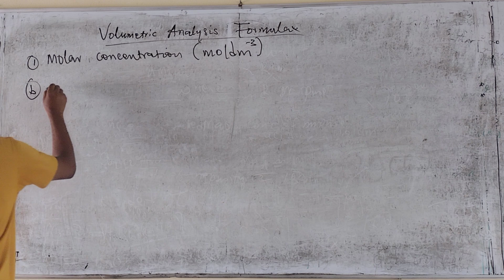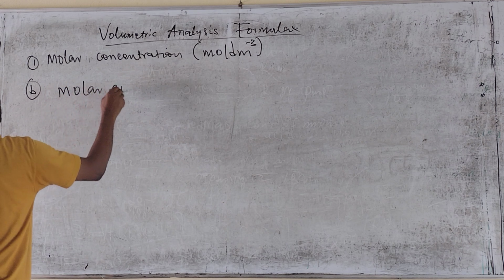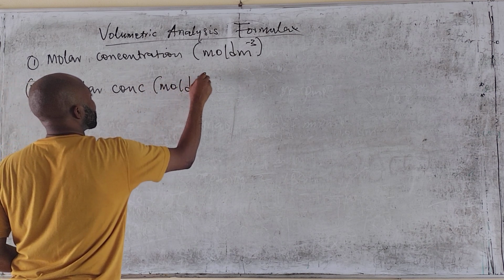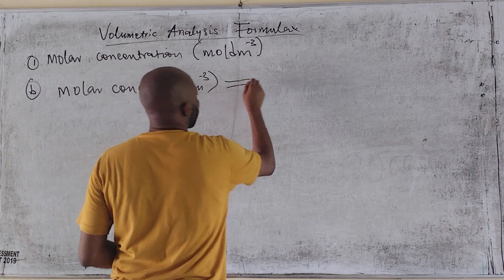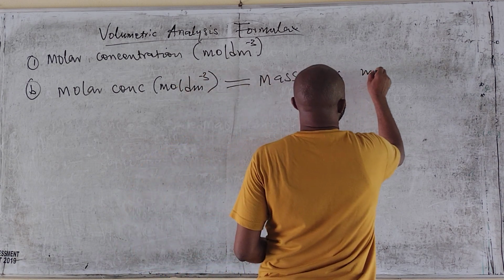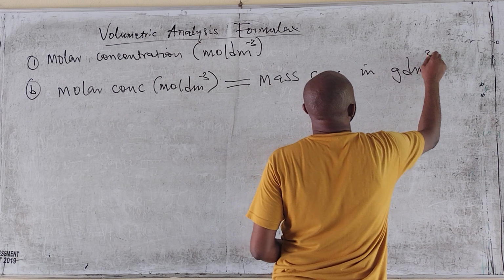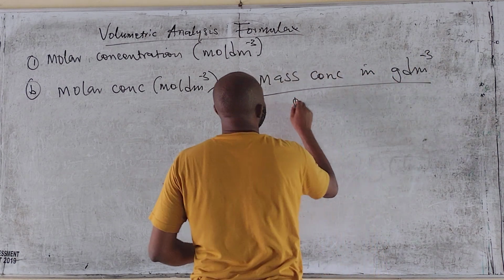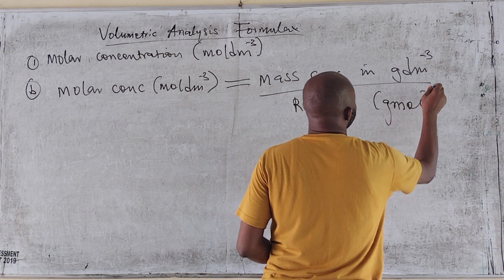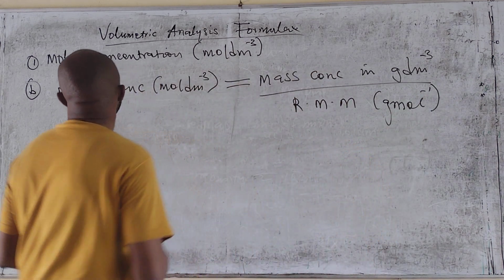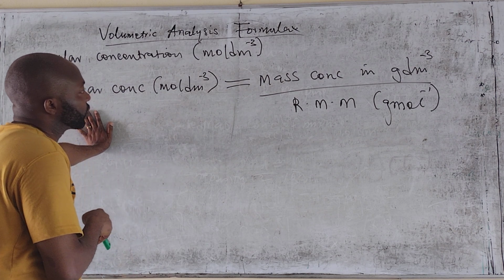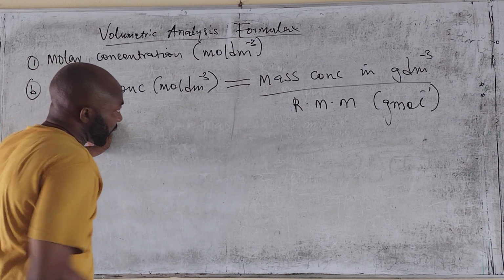B, molar concentration in mole per dm cube, mass concentration in g per dm cube, relative molecular mass in g per mole. So we have the second formula here. We know that molar concentration is equal to mass concentration over relative molecular mass.